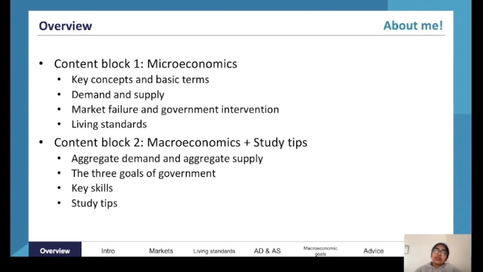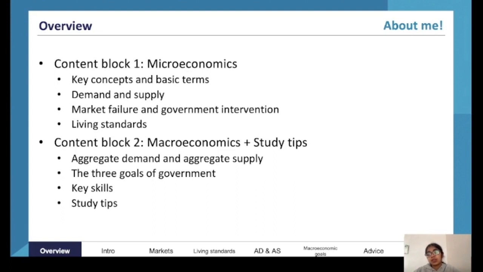The second content block is all about macroeconomics. We've talked about microeconomics in content block 1; in the second one, we'll talk about macro. Macroeconomics is really about the big picture economics, the economy as a whole. So we're going to be looking at aggregate demand and aggregate supply, so demand as a whole and supply as a whole throughout the whole economy.